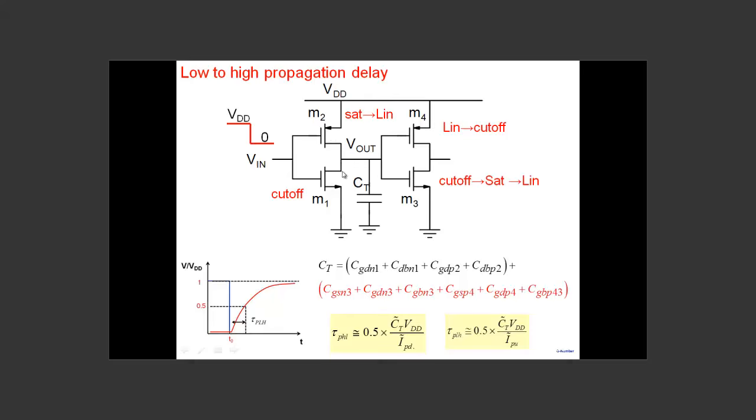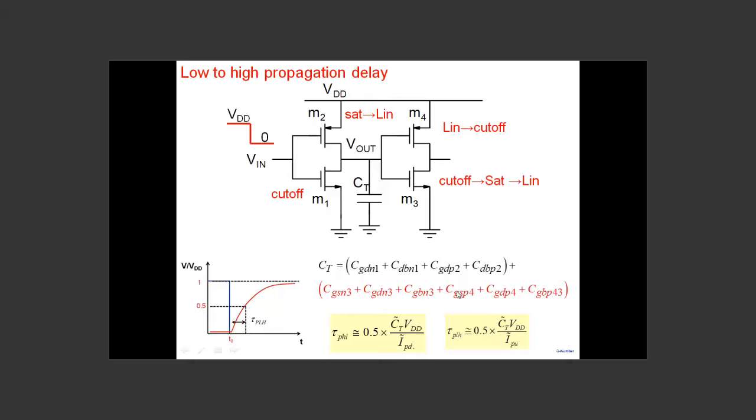Now at this particular node, we also have capacitance contribution from M4 and M3. So from M3, there is a gate to source capacitance here, CGSN3, and there's a gate to drain capacitance here, CGDN3. And there is a gate to body capacitance also, body is connected to ground. So 3 capacitors are contributed from M3 to this particular node. And similarly, whatever is true of M3 is also true of M4, so 3 other capacitors.